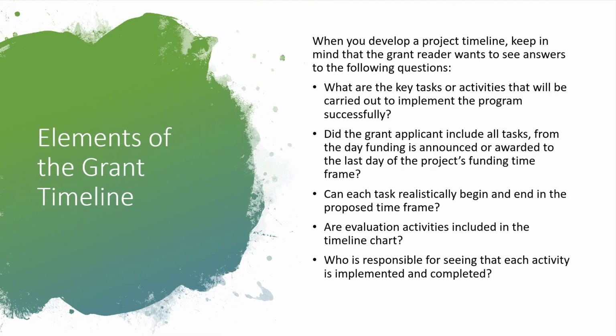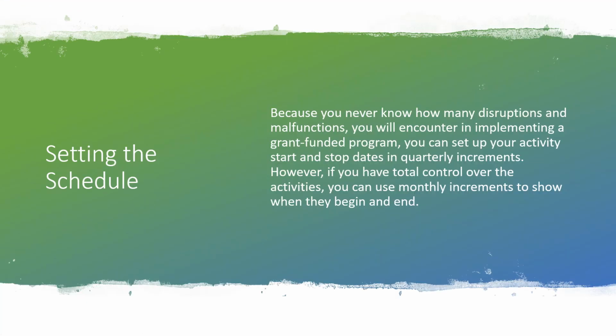Here are some elements of the grant timeline, things you want to think about. So when you develop a project timeline, keep in mind the grant reader wants to see answers to the following questions. What are the key tasks or activities that will be carried out to implement the program successfully? Did the grant applicant include all tasks from the day funding is announced or awarded to the last day of the project's funding time frame? Can each task realistically begin and end in the proposed time frame? Are evaluation activities included in the timeline chart? Who is responsible for seeing that each activity is implemented and completed?